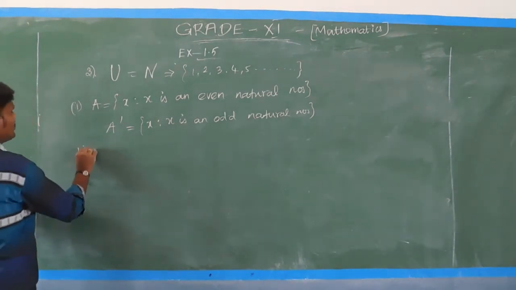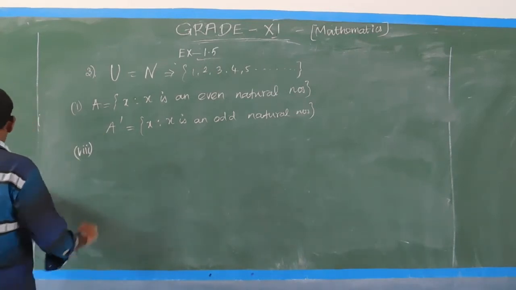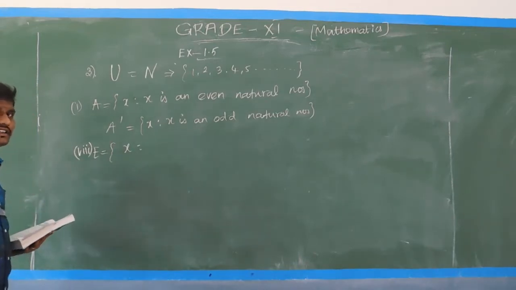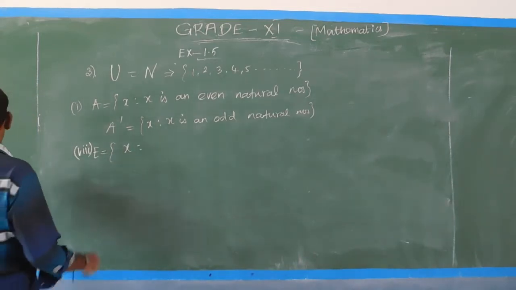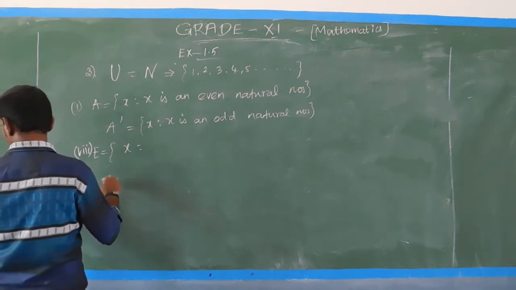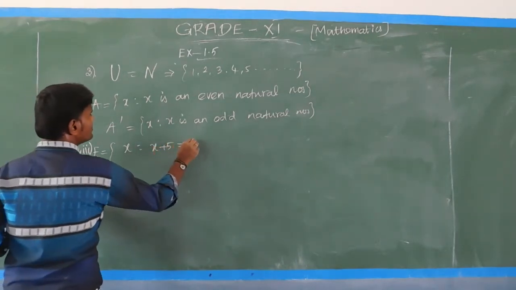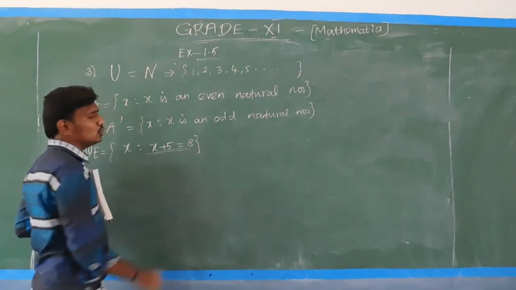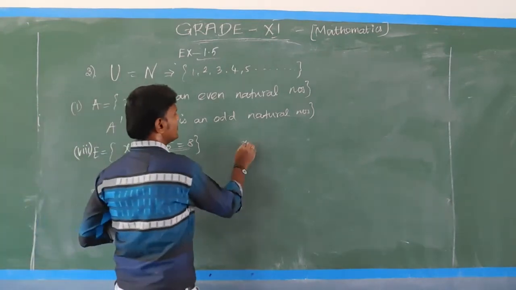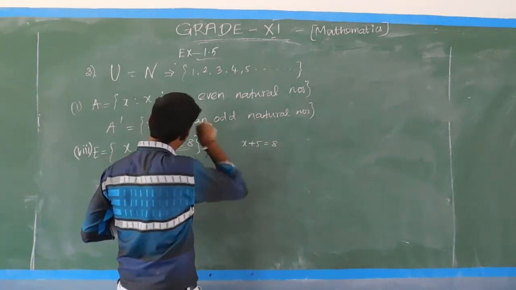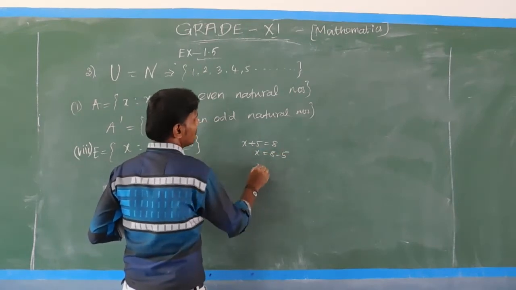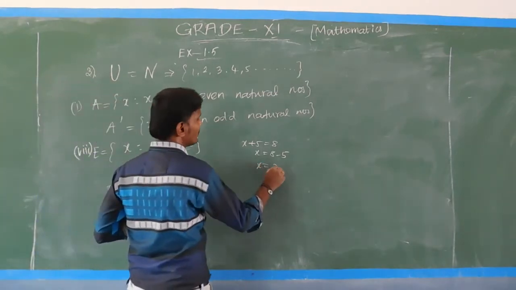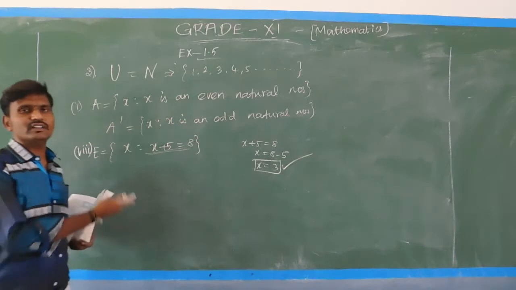See, the eighth question I am giving you. Give any name, that is your wish; any letter, you have to give the name. E equal to x such that x plus 5 is equal to 8. First I want to find the solution of the given. So x plus 5 equal to 8. Now x equal to 8 minus 5. 8 minus 5 what will come? 3. So x equal to 3. So this is your solution for the given.